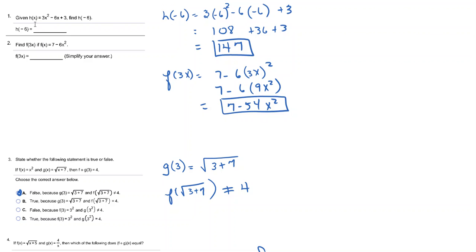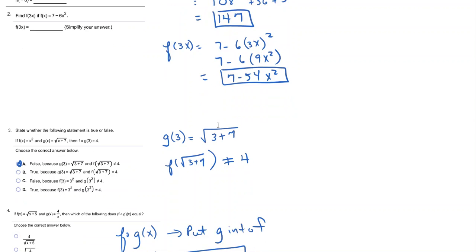All right, so if you are given h of x equals this, find h of -6. All that means is we're taking -6 and putting it in for each x. I've done that over here, and then you just do the calculation and you get 147. Same thing with number 2, f of 3x. So you're still just plugging in 3x where this x is. So 3x and then it's squared, so that becomes 9x squared times 6, which is 54x squared. So you're just plugging in whatever that has.